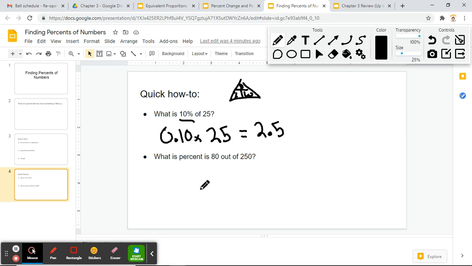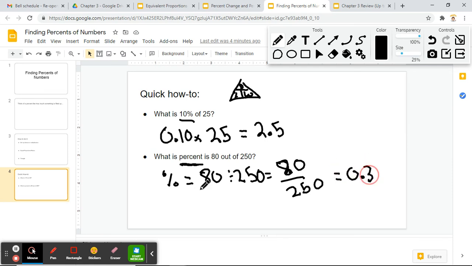Now for the next one, what percent is 80 out of 250? Well, I have no percents, right? So that means I have a part and a whole. So my percent is going to be equal to my part divided by my whole, or 80 divided by 250. Could also be written as the fraction 80 over 250, which would give us, after division here, 0.32, which would of course be 32%.